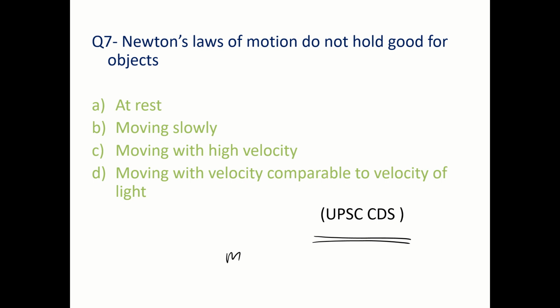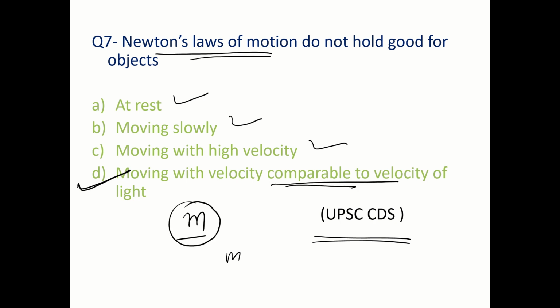See, we study some cases of all these things. So the right answer is option D. Why does Newton's law of motion not hold good for objects moving with velocity comparable to the velocity of light? Because their mass changes. Mass becomes variable, and Newton's law is only applicable when mass is constant.